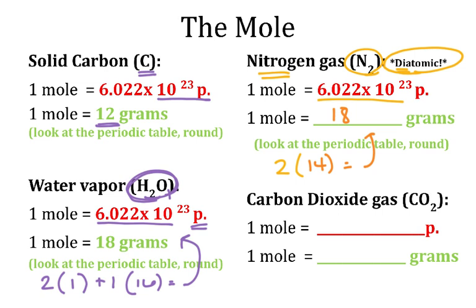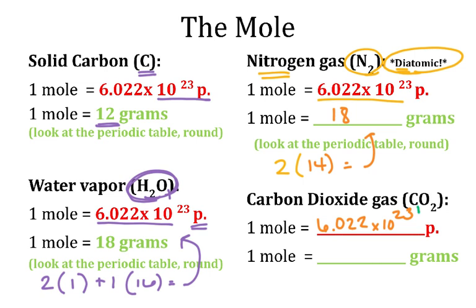Carbon dioxide gas, 1 mole is 6.022 times 10 to the 23rd particles. That's Avogadro's number. It never changes. It's always that many particles in 1 mole. But because those particles can have different sizes, 1 mole equals molar mass.